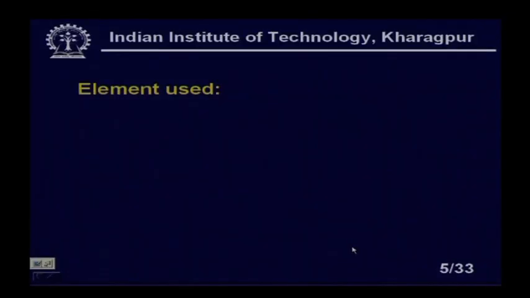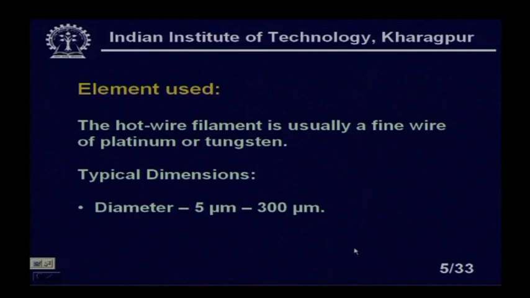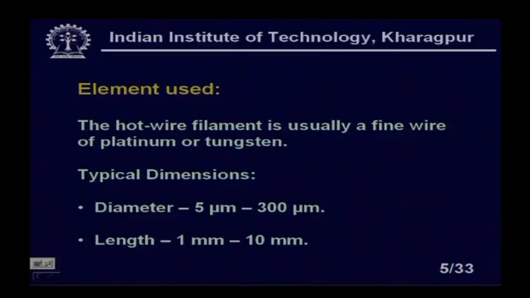If you compare this flow meter with the DP transmitter based flow meter, it is a great advantage. Now, the element used is basically a hot wire filament, usually a fine wire of platinum or tungsten. These are the two wires used, and tungsten is the most widely used as a hot wire probe. Typical dimensions are a diameter of 5 micrometers to 300 micrometers. It is a quite thin wire, very difficult to even see with bare eyes, and the length is usually 1 millimeter to 10 millimeters.